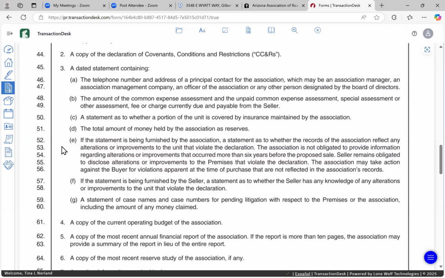The association is not obligated to provide information regarding alterations and improvements that occurred more than 6 years before the proposed sale. The seller remains obligated to disclose alterations and improvements to the premises that violate the declaration. The association may take action against the buyer for violations apparent at the time of purchase that are not reflected in the association's records.